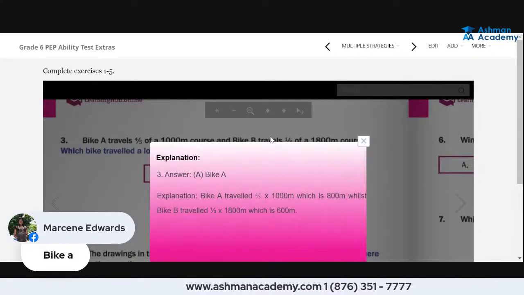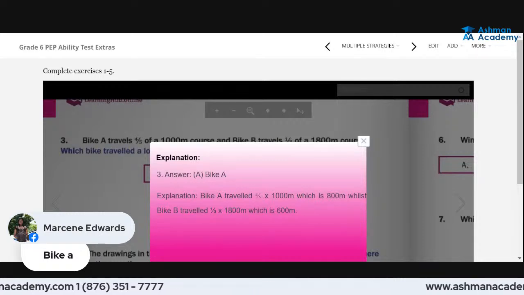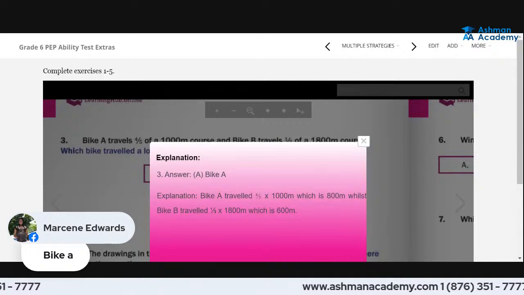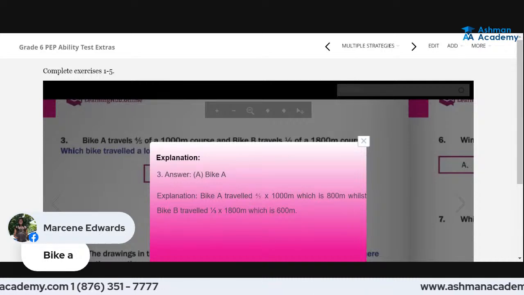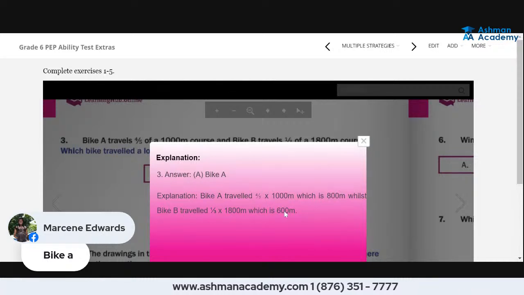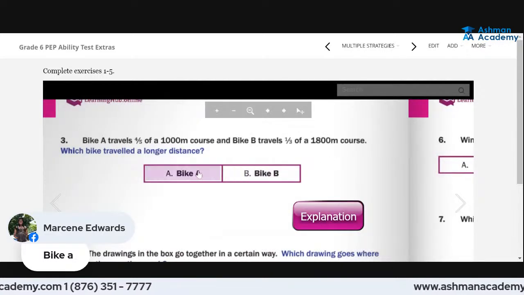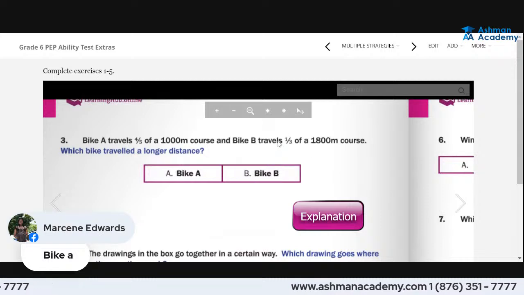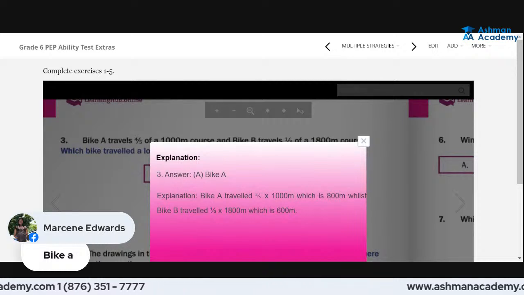All right, so the answer is bike A. Explanation: Bike A traveled 4/5 times 1,000 meters, which is 800 meters, whilst bike B traveled 1/3 times 1,800 meters, which is 600 meters. So bike A traveled 800 meters whilst bike B traveled 600 meters. And of course, 800 is indeed greater than 600. So the answer is bike A. Let me put that up. Guys, you can just take a screenshot of that, how we got bike A. Nice.